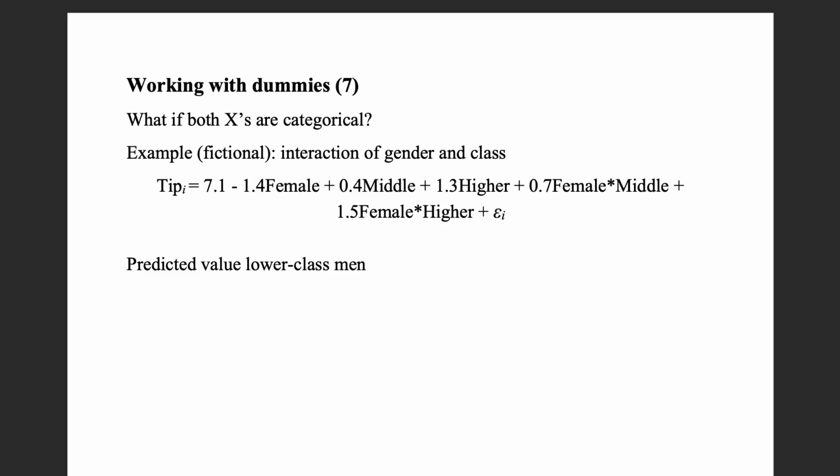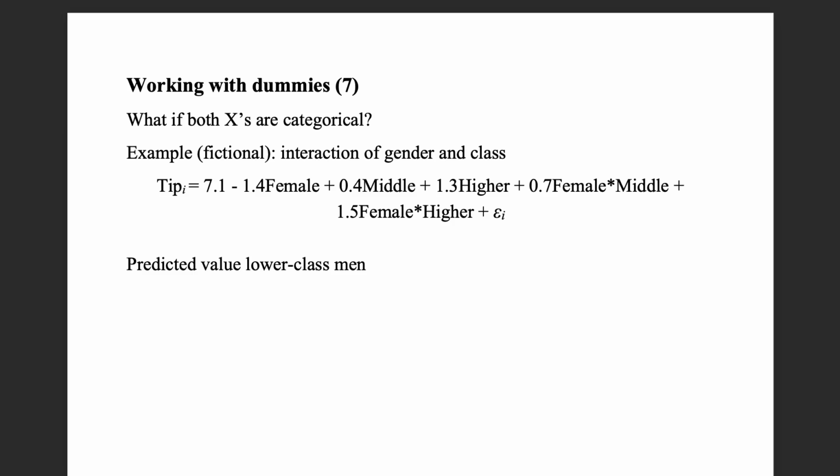And as always, challenge yourself before I do it for you. Maybe stop, pause, and think, can I come up with the right answer myself already? But let's go through that. Well, let's walk through the formula. Predicted value for lower class men. Well, we start with 7.1. That's a constant. That's the same for everybody, of course.